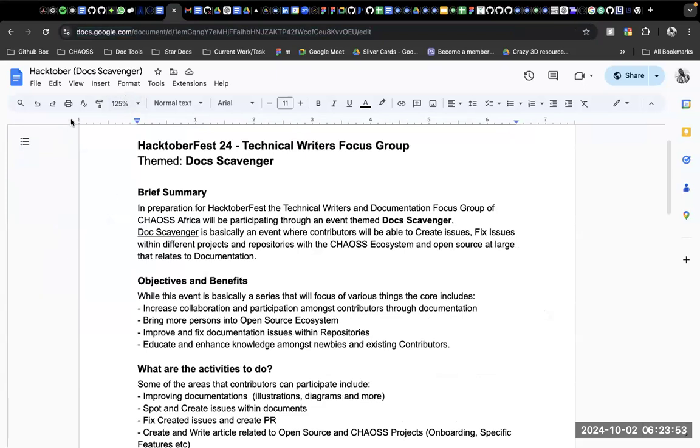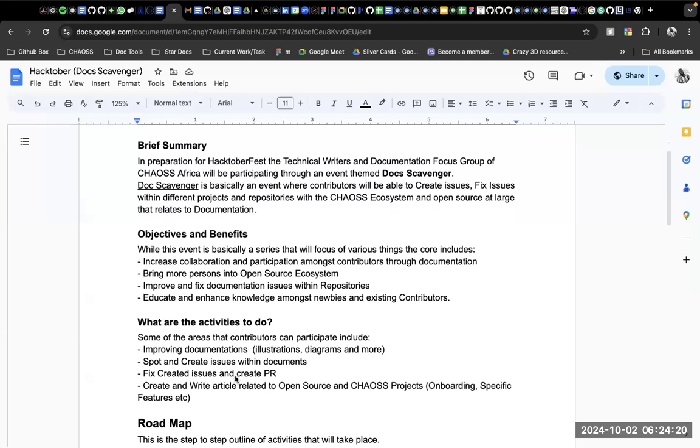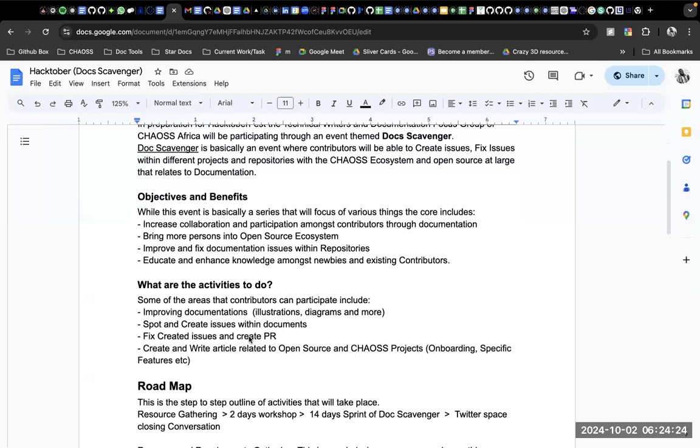Okay. So the first thing in this document is basically the brief, which I explained. Dog Scavenger is going to be an event where contributors will be able to create issues and fix issues within different project repositories in the CHAOSS ecosystem or open source projects that relate to documentation. The objectives are to increase collaboration and participation amongst contributors, bring more persons into the open source ecosystem, improve and fix documentation issues within various project repositories, and educate and enhance knowledge amongst newbies and existing contributors. This, I feel, should be the core benefit and objective of what we're going to do.